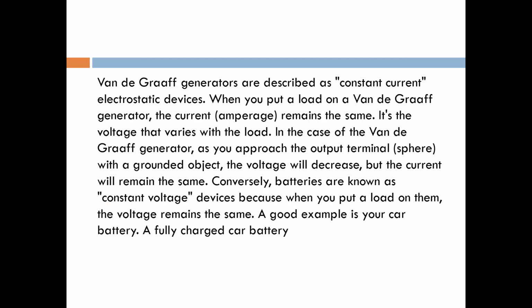But what about the Van de Graaff generator? It is a constant current device. The varying parameter is the voltage. When you put a load on a Van de Graaff generator, the current remains the same, and the parameter which varies is the voltage.